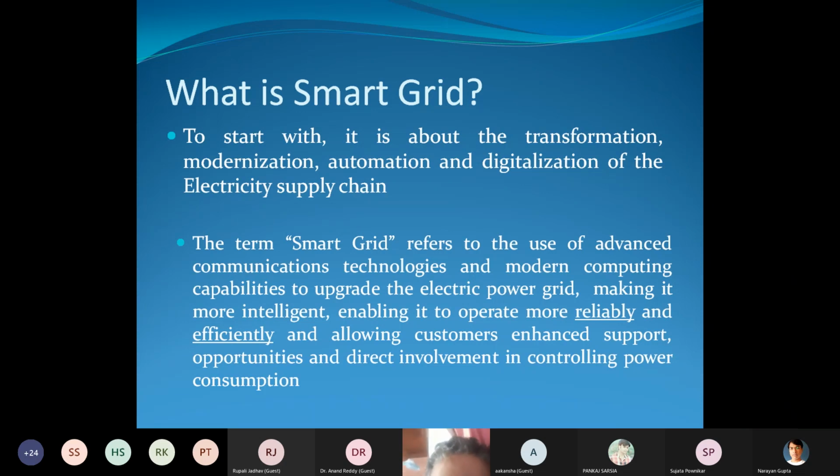Use of advanced communication technologies and modern computing capabilities. See, this is the ICT world today. What is ICT? Information and communication technology. We are now the second largest scientific and technological manpower in the world. As I said, I have been to 39 countries. Everywhere Indians are there. They're doing very good.